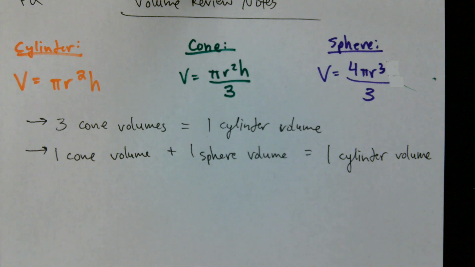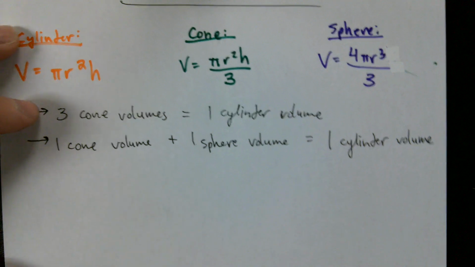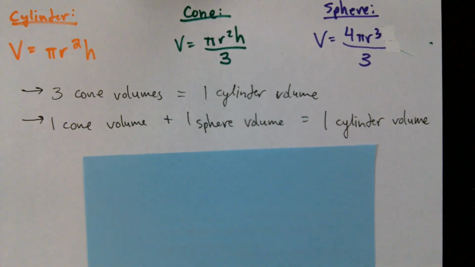So I want to ask you this. We have these two kind of word equations here. 3 cone volumes equals 1 cylinder volume, and 1 cone volume plus 1 sphere volume equals 1 cylinder volume as well. So what's the relationship between a cone and a sphere? How many cone volumes would fit into 1 sphere volume based on these relationships here? 2. How'd you get 2? Just thinking logically? Because if it's 3 cones, and 1 cone and 1 sphere, then it must be 2 cones and a sphere. Exactly.